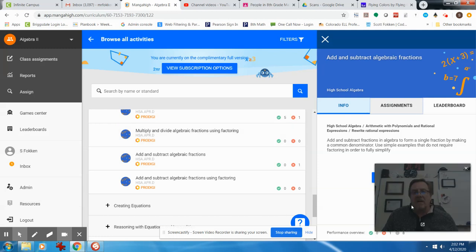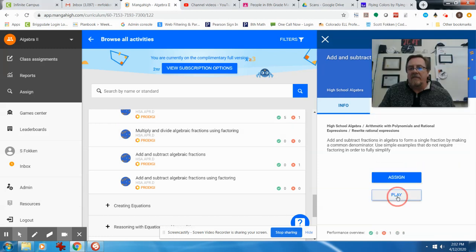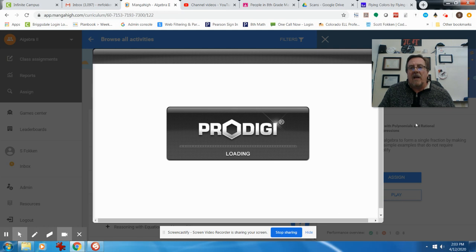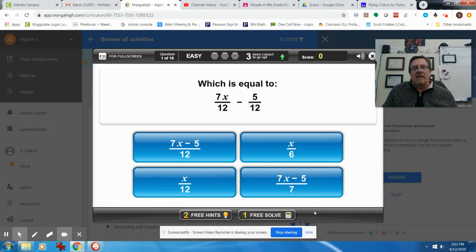Okay, let's take a look at how some of this works on Manga High. So we're going to come in here. Skill level, going to start on easy. Let's play. Which is equivalent to this? Well, if the denominators are the same, we can just add or subtract the numerators. So I think we're just going to get 7x minus 5 over 12.